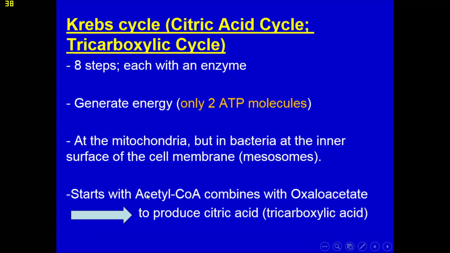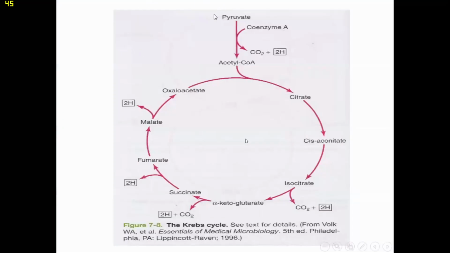The Krebs cycle starts with acetyl coenzyme A, which combines with oxaloacetate to produce citric acid, a tricarboxylic acid. That is why it is called the citric acid or tricarboxylic cycle. You can see it here in the figure. Pyruvate now will be broken down. Pyruvate that we got from glycolysis will be acted upon by an enzyme, and you get acetyl-CoA. Acetyl-CoA will bind to oxaloacetate, and you get citric acid.